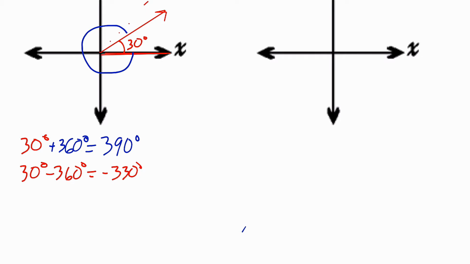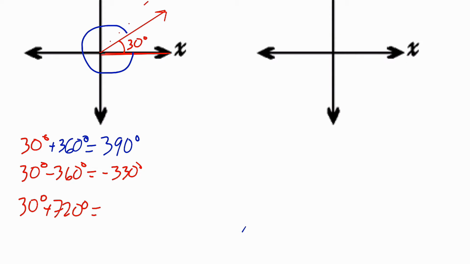Folks, these are just two examples. I asked for three different measures that are coterminal. Well, folks, you can add and subtract 360, there we go, as many times as you want. So like if I were to say 30 degrees plus 720 degrees.